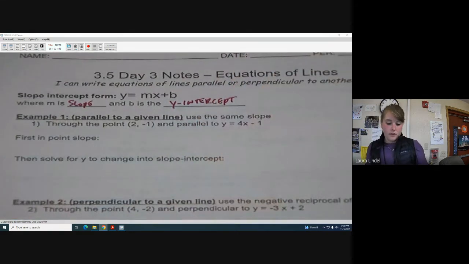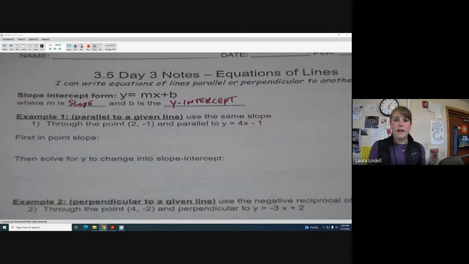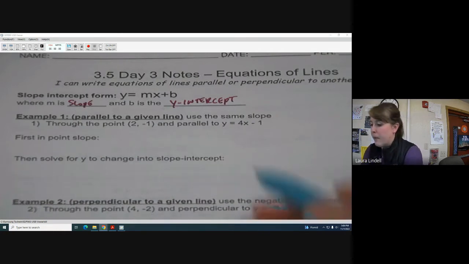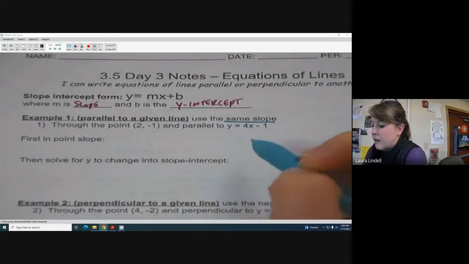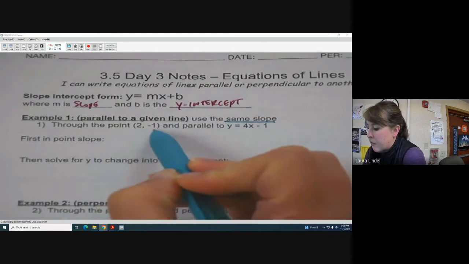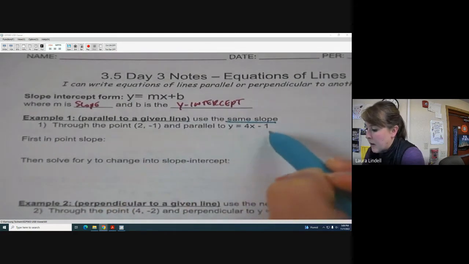Okay, so what we can do is actually start off with the equations the way that we had them yesterday, or actually probably this was, what, Thursday? Yeah, so start off with the equations the way we were writing them on Thursday, and then change them into this other format by solving for y. So starting with our first example, we want it parallel to a given line. That means we're going to use the same slope. And through the point 2, -1, parallel to y equals 4x minus 1.